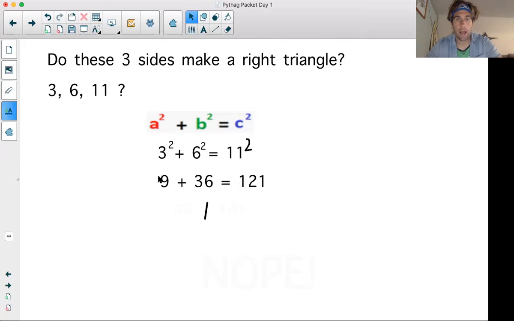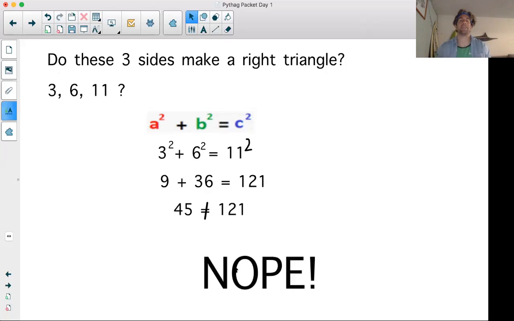Now, I add 9 plus 36. This side's done for you already, it's 121. 9 plus 36 is 45, equals 121. So does 45 equal 121, guys? It does not. So do these three particular measures of the sides make a right triangle? The answer there is it does not. Nope, it won't make a right triangle. It makes a triangle, but it's not going to be a right triangle. And that's how you figure out if 3 lengths of a triangle will make a right triangle. You simply just plug it into the Pythagorean theorem, and that's it, guys.